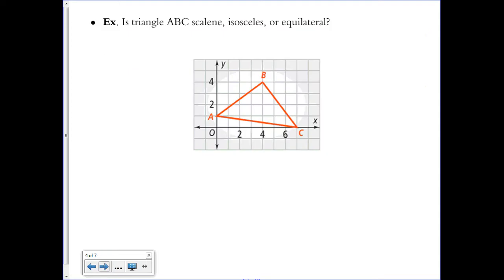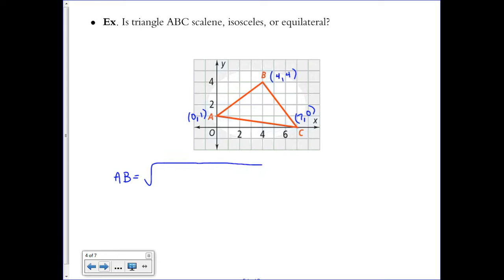For example, is triangle ABC scalene, isosceles, or equilateral? To redefine those words: scalene, 3 different side lengths. Isosceles, 2 side lengths the same. Equilateral triangles have all 3 side lengths the same. We're talking about side lengths, so we want to use the distance formula. Establish where your coordinates are at each vertex, and then you'll use these to find 3 distances and determine what kind of triangle you have.